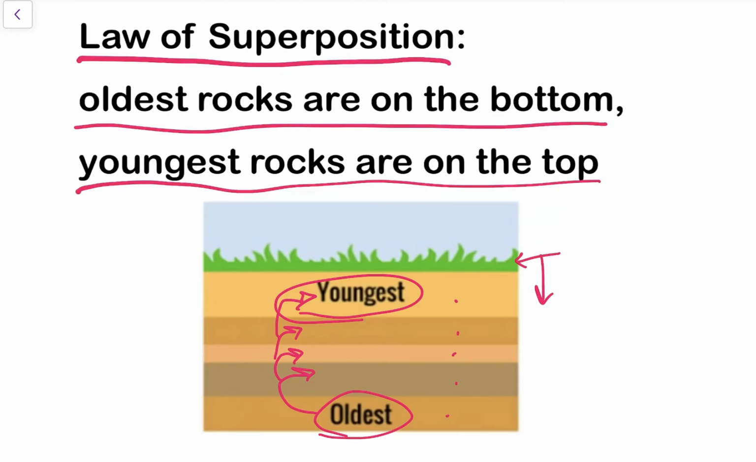You can think of it like laundry in a laundry bin in your bedroom. The oldest laundry, the clothes you wore the longest time ago, are at the bottom of your laundry basket. And the clothes that are the youngest, or the clothes that you wore most recently, maybe the clothes you wore yesterday, would be at the top of the basket. It's the same for the rocks. The oldest rocks are at the bottom. The youngest rocks are at the top.